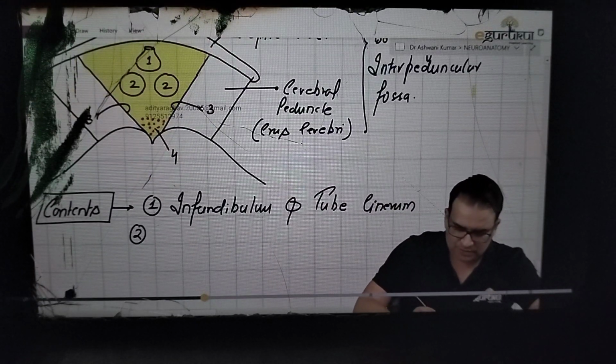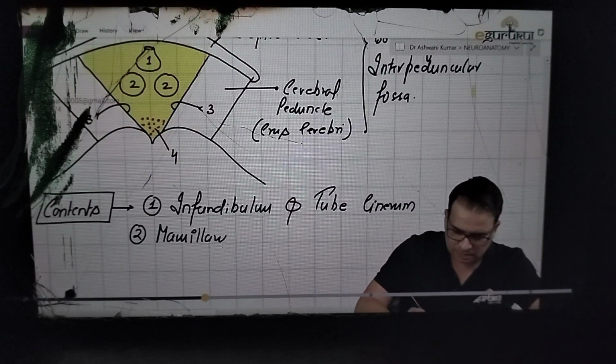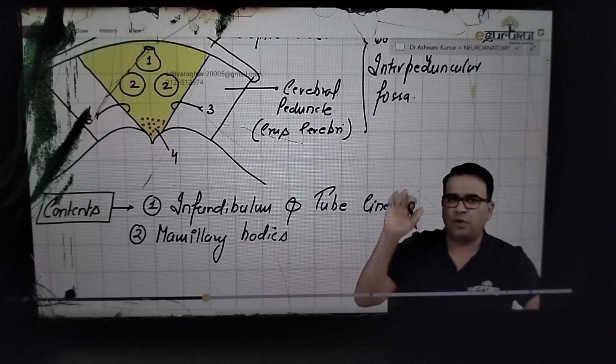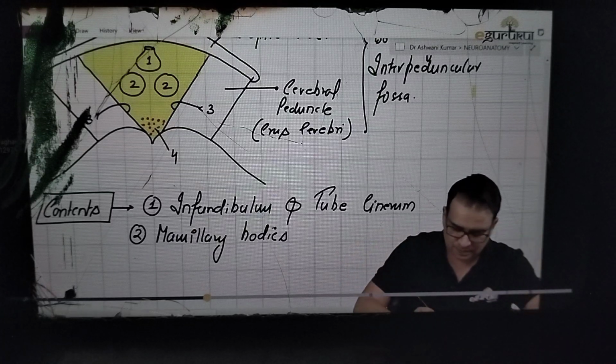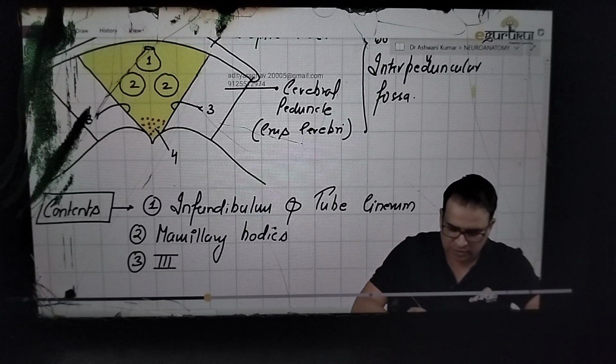Number 2 is the mammillary bodies. Mammillary bodies are the ones where the fornix will end, something we'll discuss later on. The fornix, that white matter bundle which starts from the hippocampus, will end in the mammillary bodies. Number 3 is for the third nerve, that is the oculomotor nerve.